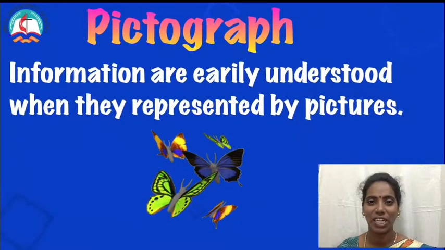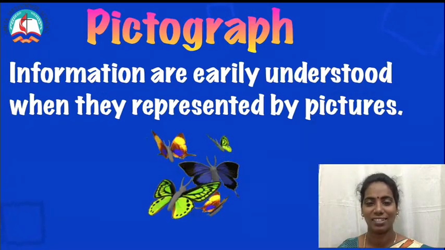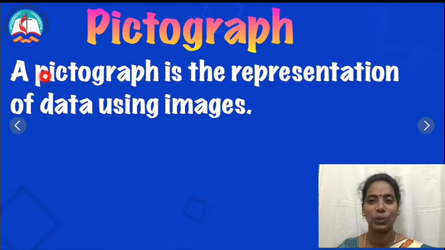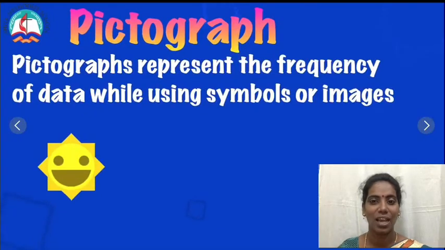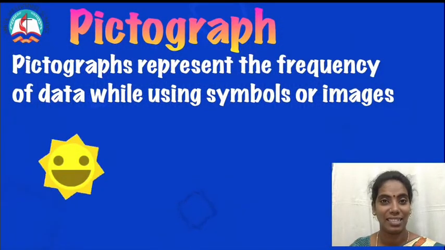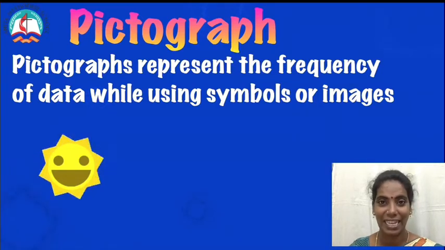Pictograph information is easier to understand when it is represented by pictures. A pictograph is a representation of data using images. A pictograph represents the frequency of data using symbols or images that are relevant to the data. This is one of the simplest ways to represent data, and reading a pictograph is made extremely easy as well. Shall we see an example?